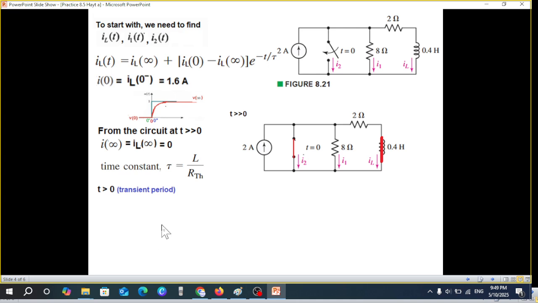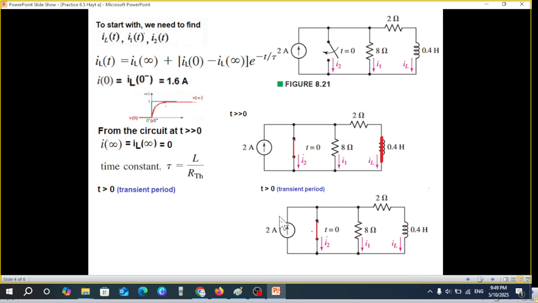And I hope you recall that we have to be in the transient condition, not at infinity here. In the transient condition, the inductor will not be short-circuited. The switch is closed, but the inductor will not behave like a short circuit during this period. So this is the circuit, and from here we have to find R Thevenin.